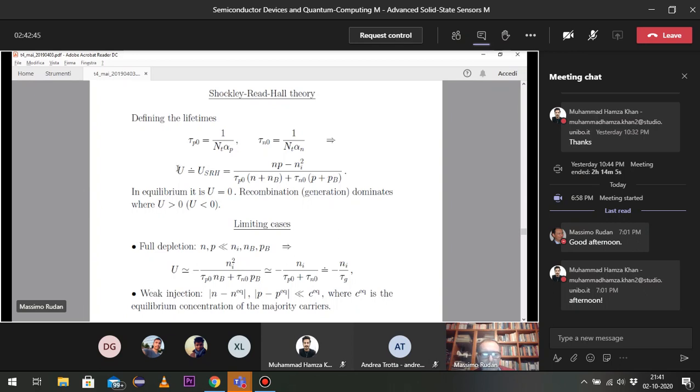Okay. This function, since the derivation is due to Shockley-Reed-Hall, is also called the Shockley-Reed-Hall recombination, and it is indicated with the symbol USRH, okay?